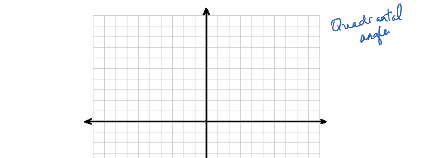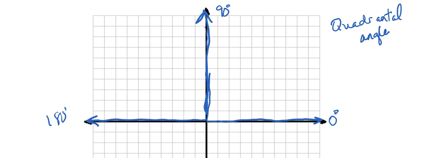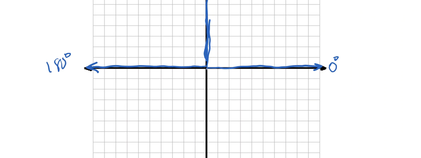We are still starting in standard position. So if an angle starts on the positive x-axis, if it stops on the positive y, then that is 90 degrees. So it's rotated a quarter of the turn. If it ends on the negative x, that's 180 degrees. If it ends on the negative y, that's negative 270. And if it comes a full circle and all the way back around, then that's 360. So if it ends on any of the axes, that's a quadrantal angle.